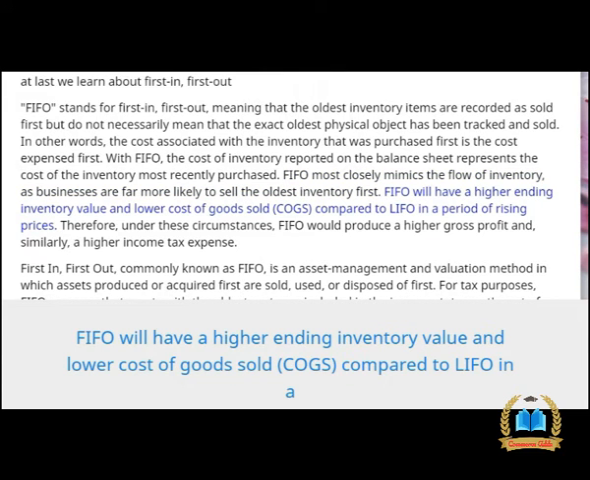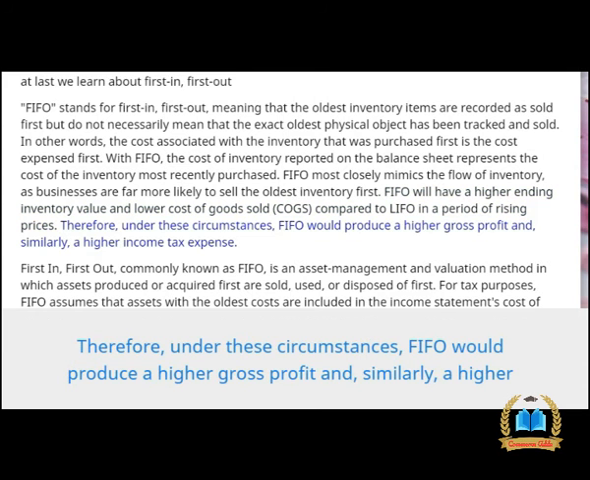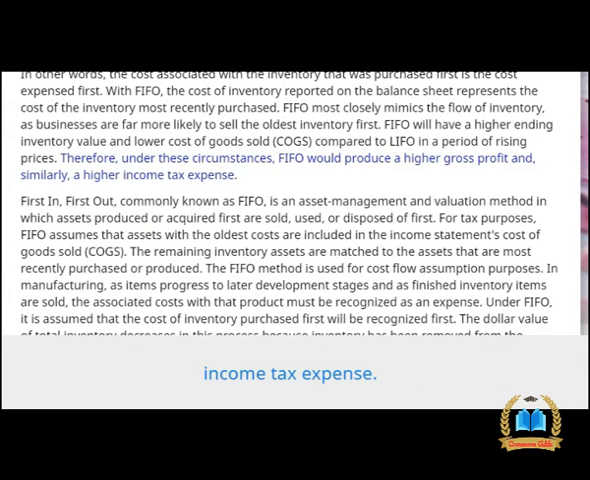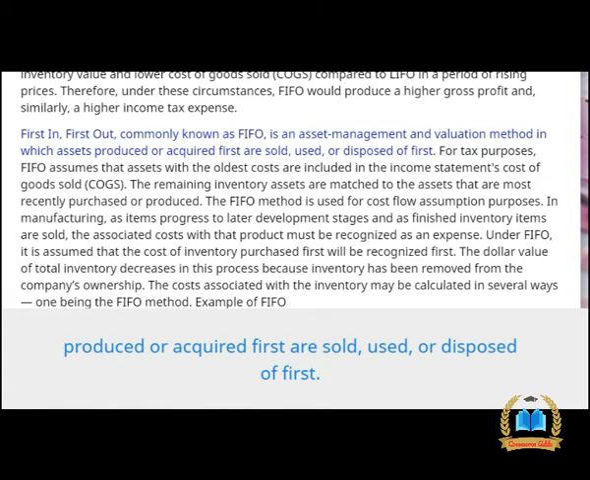FIFO will have a higher ending inventory value and lower cost of goods sold, COGS, compared to LIFO in a period of rising prices. Therefore, under these circumstances, FIFO would produce a higher gross profit and, similarly, a higher income tax expense. First in, first out, commonly known as FIFO, is an asset management and valuation method in which assets produced or acquired first are sold, used, or disposed of first.